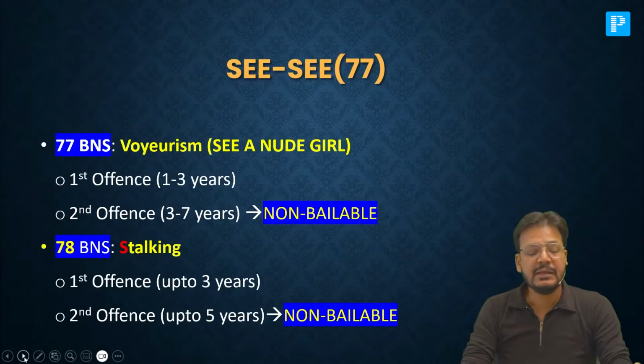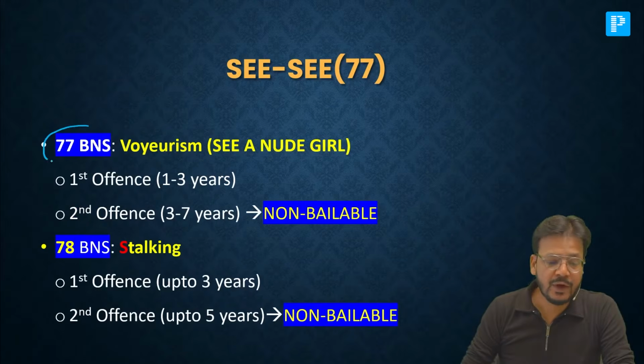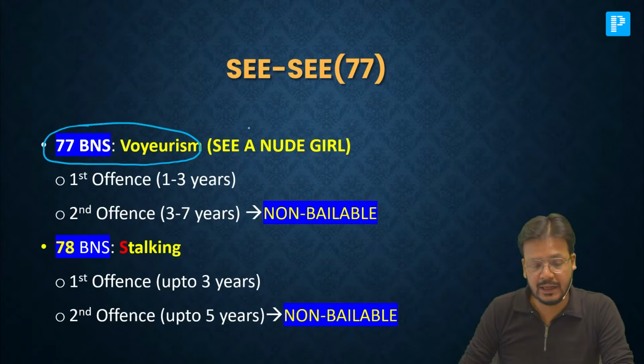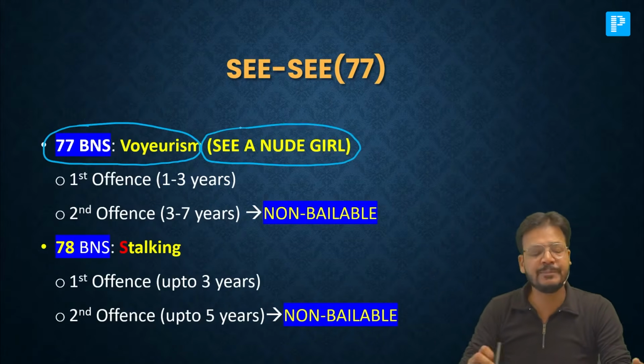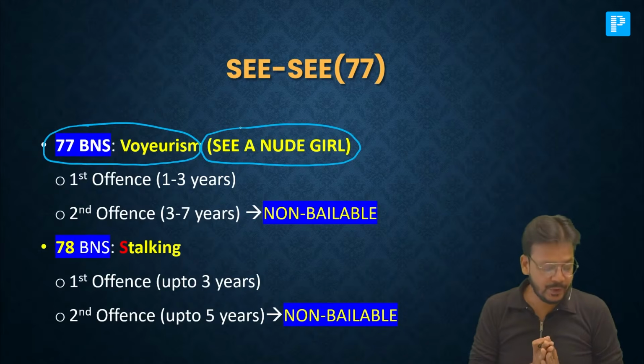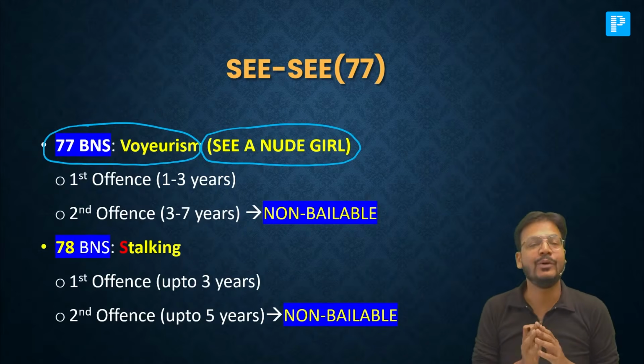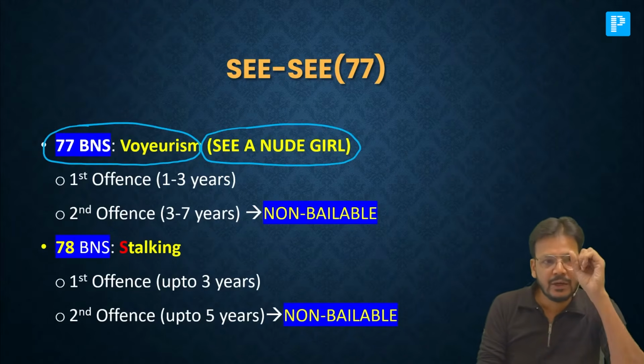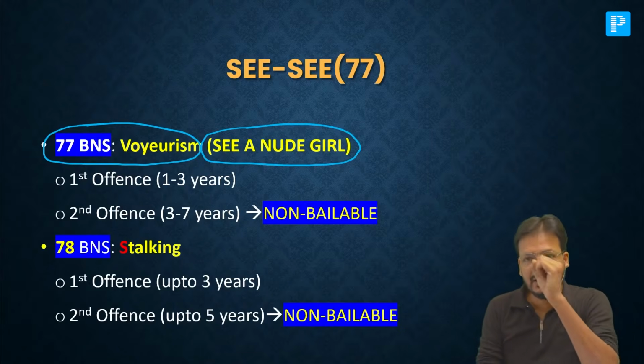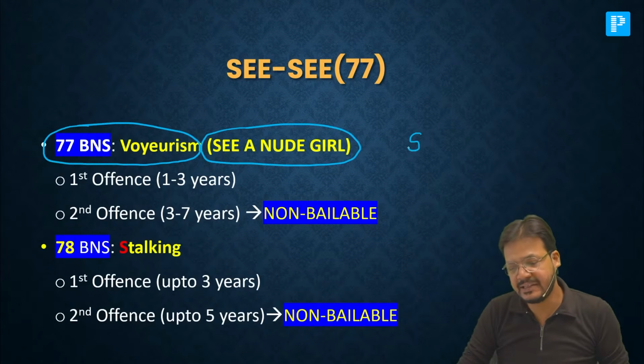Let's move ahead. Sir, voyeurism. Voyeurism is seeing a nude girl. If you see a nude girl, that is punishable under 77. Now, how would you remember that? Look, if you see a nude girl, how do you see? You see one time, C for 7, C for 7. So that's a very simple trick. C and again C, 77.